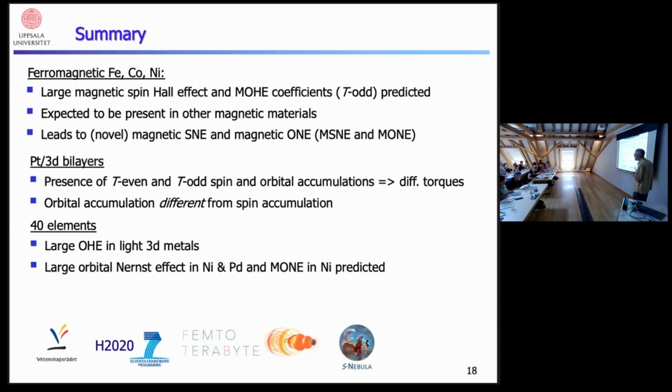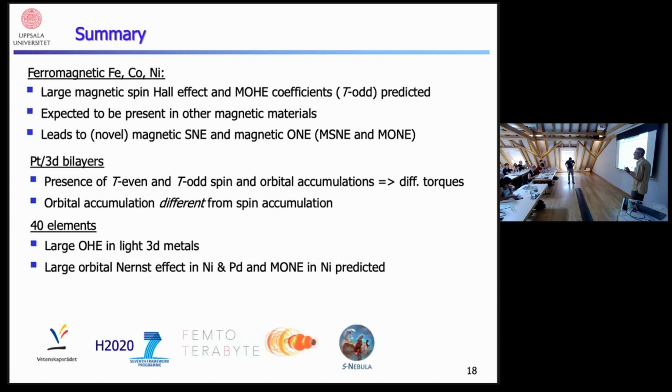Okay, so then I can summarize. Maybe I should not have taken out the antiferromagnets, but anyhow. Our main point is that there is this magnetic spin Hall effect and magnetic orbital Hall effect, and they are time reversal odd. They were not considered in initial calculations, but they are there, and they are large and predicted for magnetic materials.